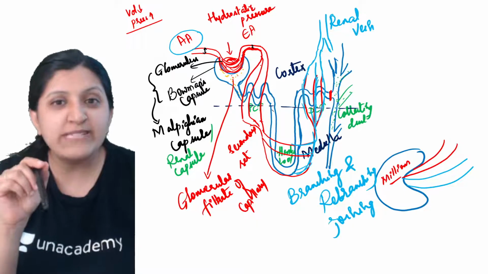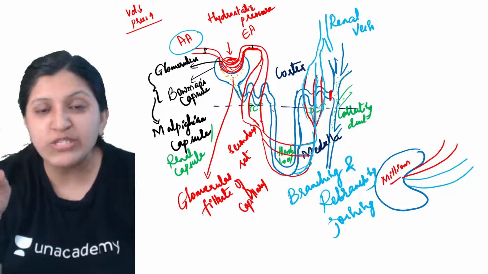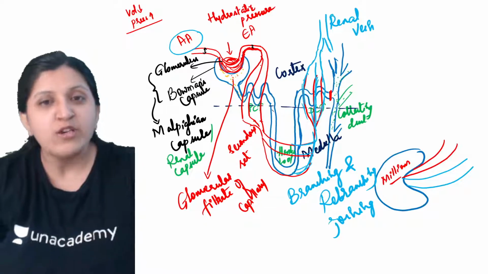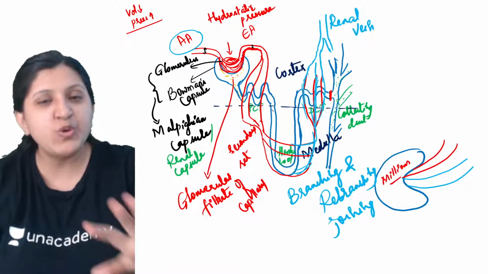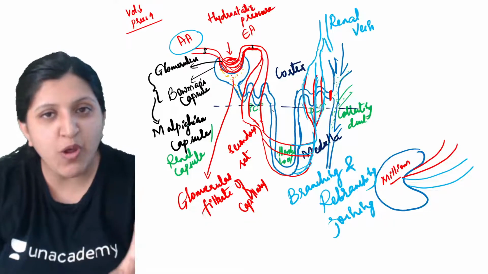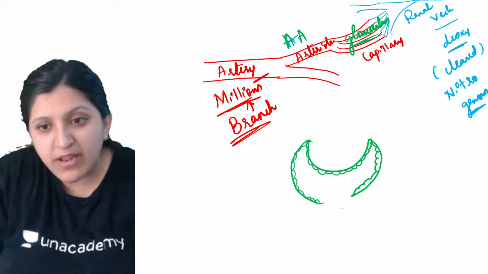So you don't know exactly what a Malpighian capsule is, and that is why you are drawing the whole structure. That is what they'll think, and you will lose marks. So whatever they have asked, you write only that. If they have asked you to draw the Malpighian capsule, you will draw only the Malpighian capsule.